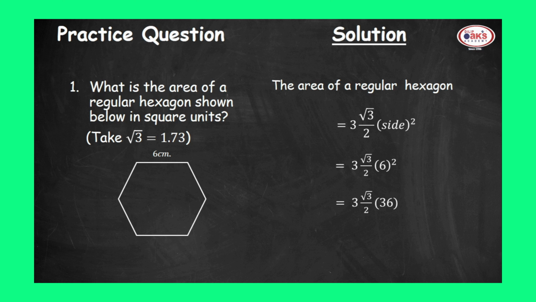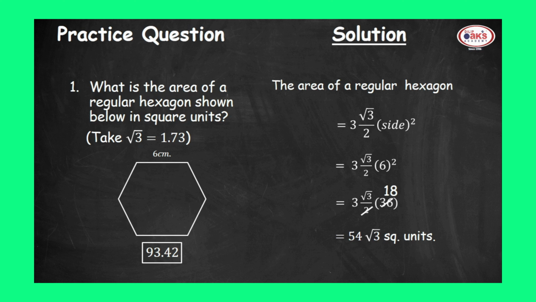So you can check that on simplification we will get 2 cancelling 36, 18, and therefore the final answer is 54 root 3 square units. It is explicitly mentioned that the value of root 3 should be taken as 1.73, and from our calculator we can check that the final answer in square units is 93.42.